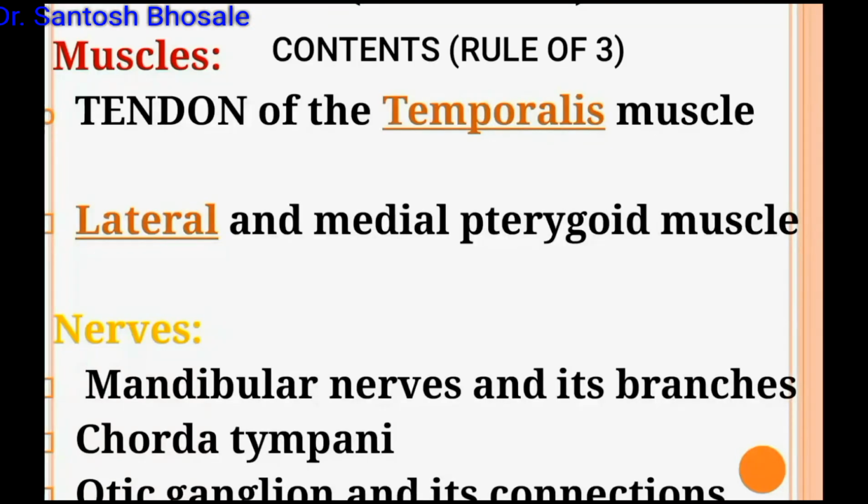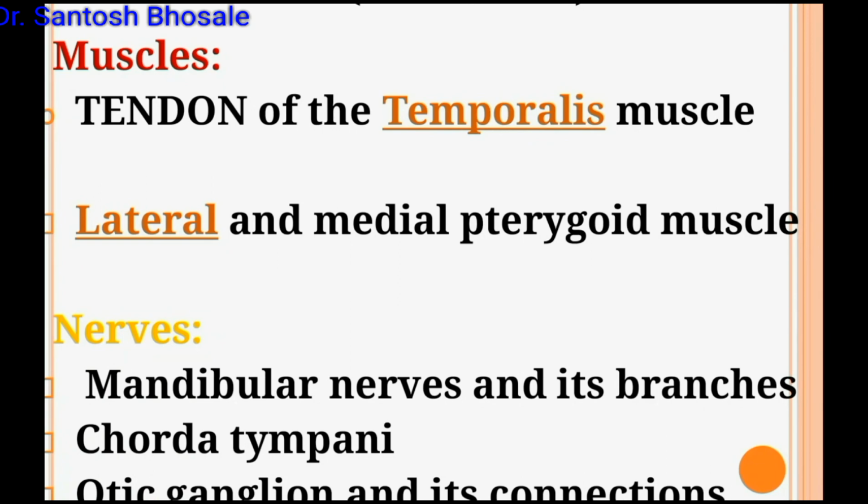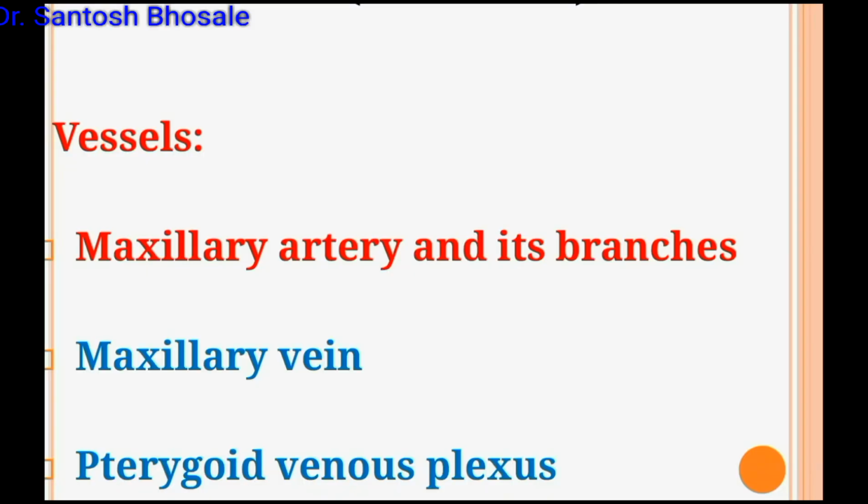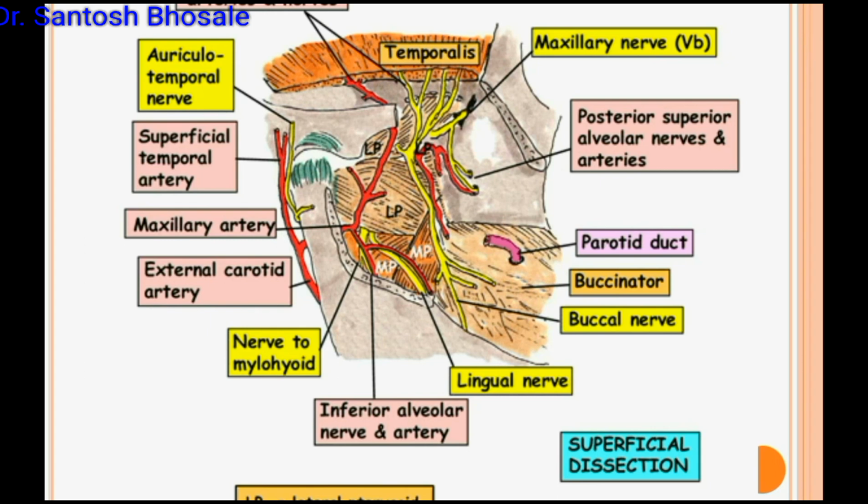Coming to the contents, remember the rule of 3. It has 3 muscles, 3 neural structures and 3 vascular structures. The 3 muscles are the tendon of temporalis, not temporalis, the tendon of temporalis, and the lateral and medial pterygoid. Nerves are the mandibular nerve, chorda tympani, and otic ganglion. The 3 vascular structures are the maxillary artery and its branches, and part of the maxillary vein and pterygoid venous plexus. You can remember like that. Rule of 3.